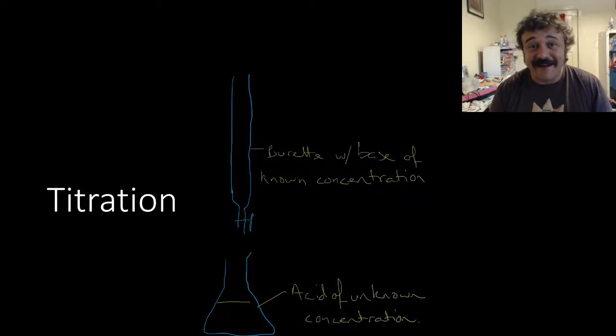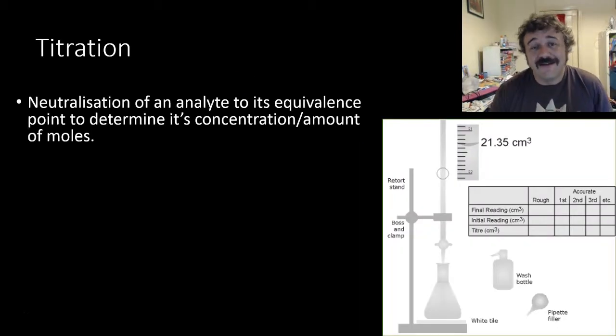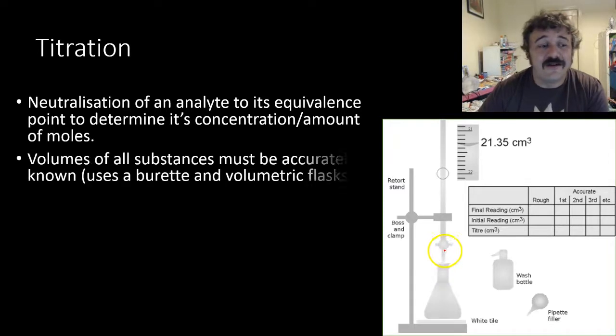Alright, so let's look at the big daddy of all volumetric techniques, titrations. A titration is when we neutralize an analyte to its equivalence point, I'll say what that is in a second, to determine its concentration or how many moles of the analyte is actually there. And we do it using this super rad equipment over here. This is a burette, by the way, and this is a conical flask. And this is where the actual titration will occur.